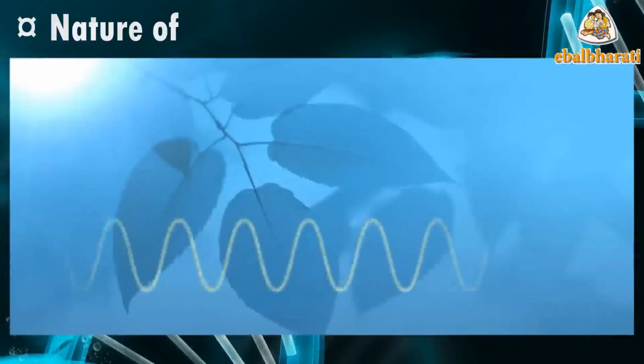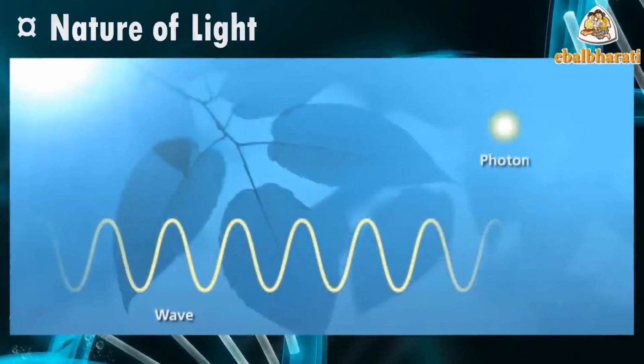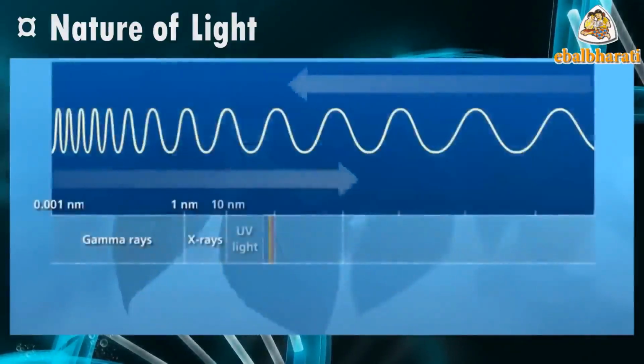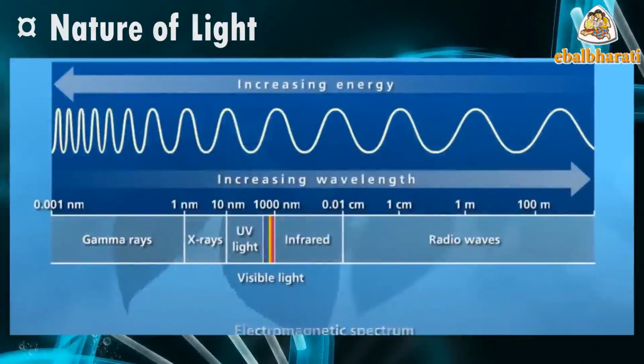Nature of light. Light travels as a stream of tiny particles called photons. A photon contains a quantum of light. Light has different wavelengths having different colors. Visible light lies between the wavelengths of ultraviolet and infrared.